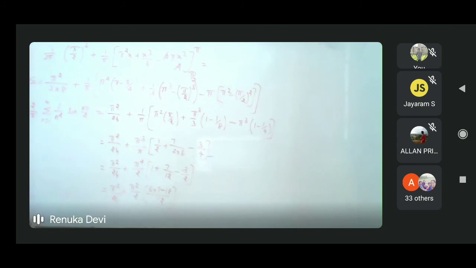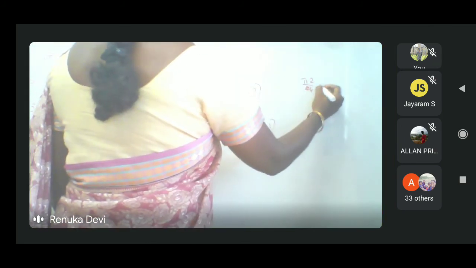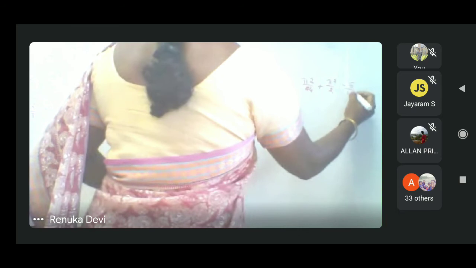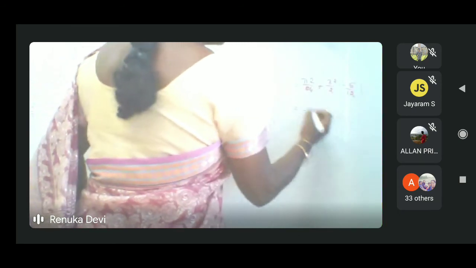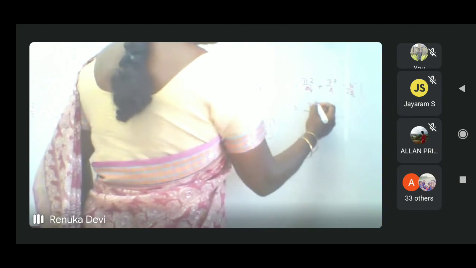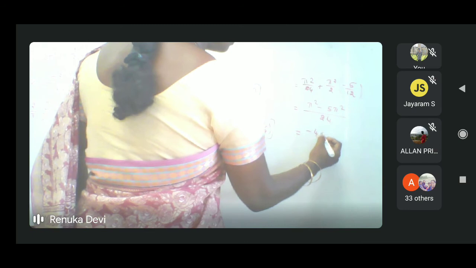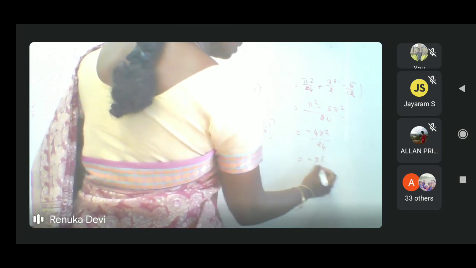That is equal to pi square by 24 plus pi square by 2. What is this? Minus 5 by 12. So what is this? If we take LCM 24, it is pi square minus 5 pi square. So that is 4 pi square by 24. What is this? Minus pi square by 6.